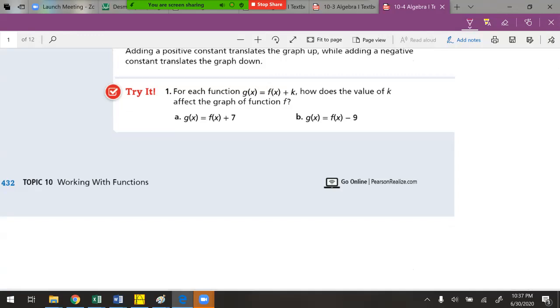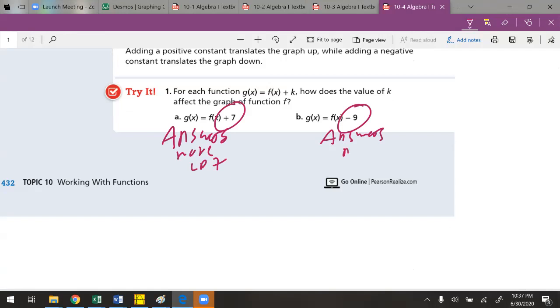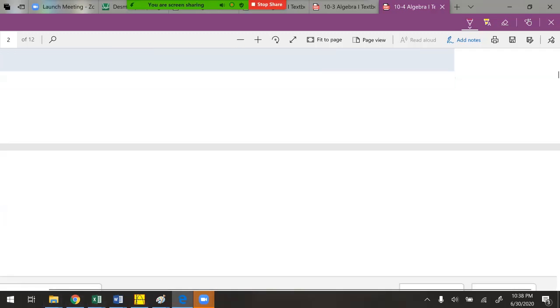Okay, how does the value of k affect the graph of the function for this one right here? Answers move up 7. So the answers move up 7. Okay, because of that right here, these answers move down 9. That's important. Okay, when it's outside, it moves the graph up and down, and that does change the range depending on the type of function that you're working with.